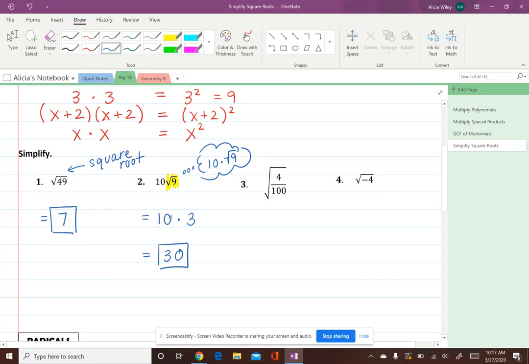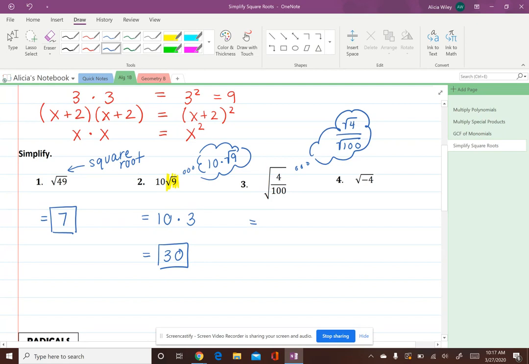Now for this problem on number 3, it's a fraction. Don't think about this any differently, really. When you're thinking about this fraction, you just want to think about the square root of the numerator and the square root of the denominator. Just think of them separately. It's the same thing.